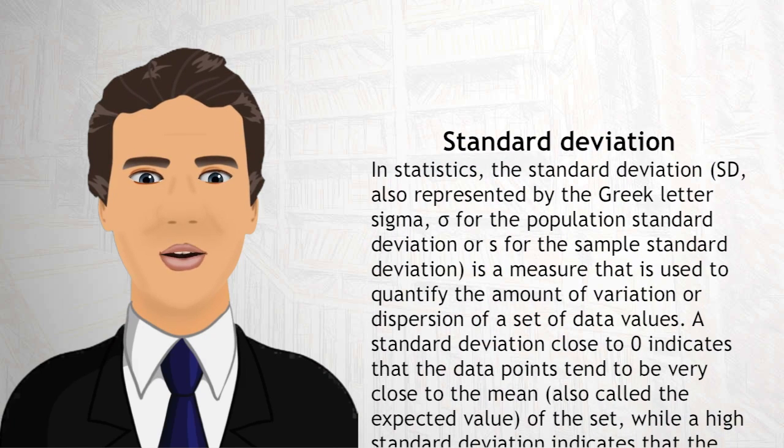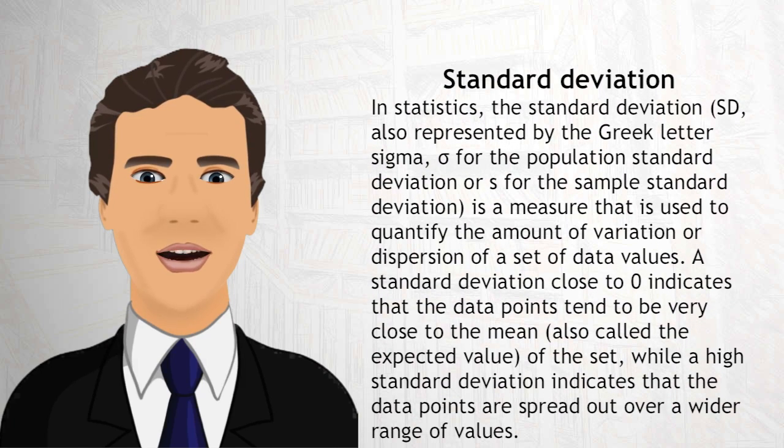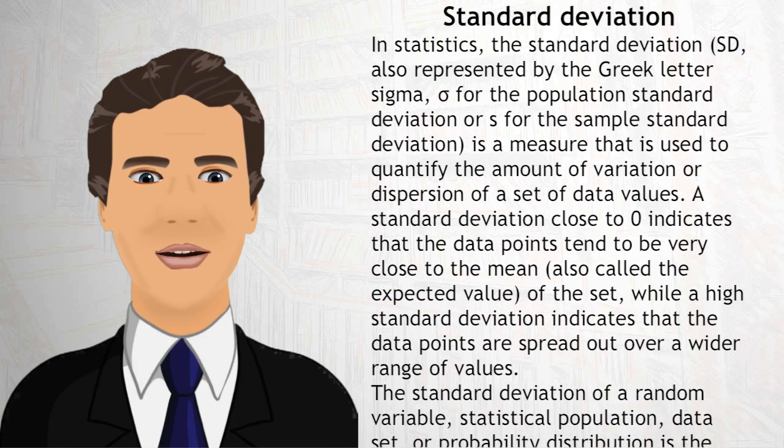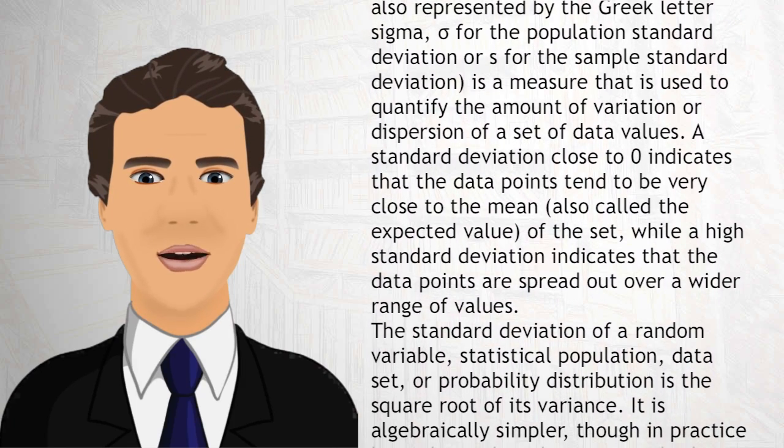A standard deviation close to zero indicates that the data points tend to be very close to the mean, also called the expected value of the set, while a high standard deviation indicates that the data points are spread out over a wider range of values.